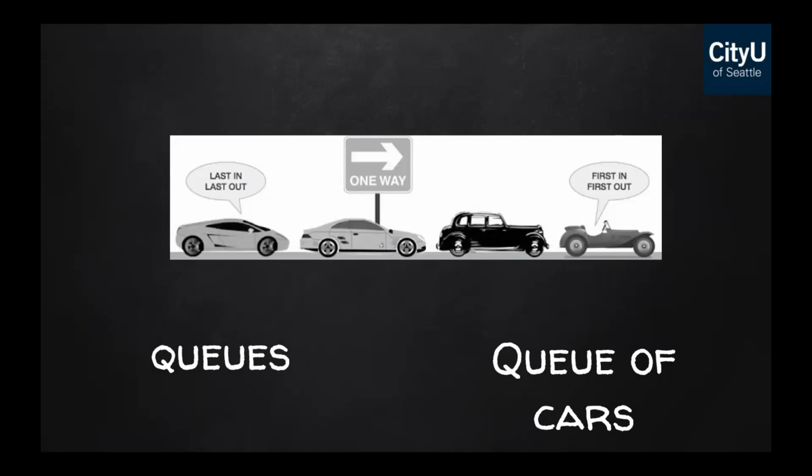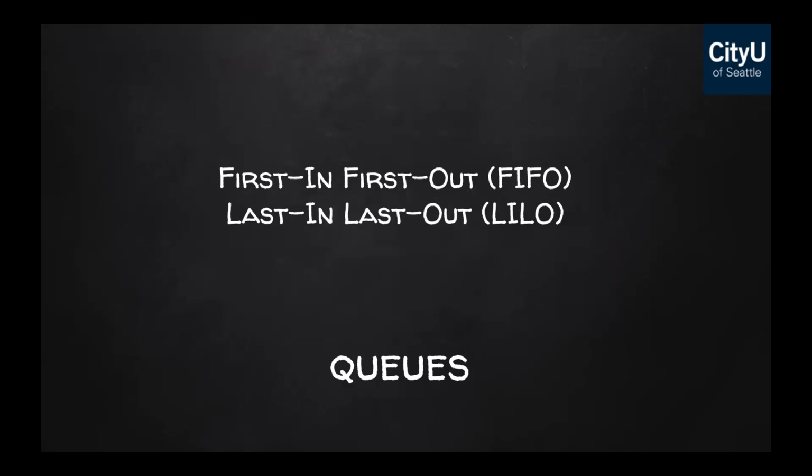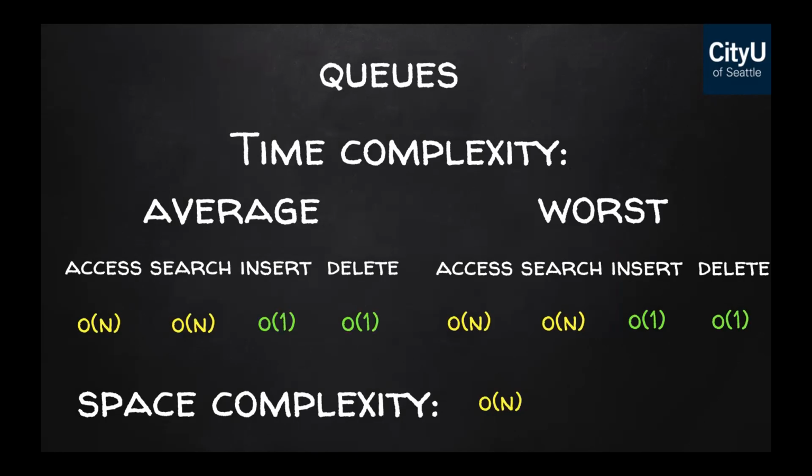Queues, queue of cars. Basically, it's last in, last out, or first in, first out. And the terms that we often use for queues is, if you put something from the back, it's NQ. And if you remove something in the front, you call it DQ. Okay. And we talked about this: first in, first out, last in, last out. Time complexity is the same as the stack.